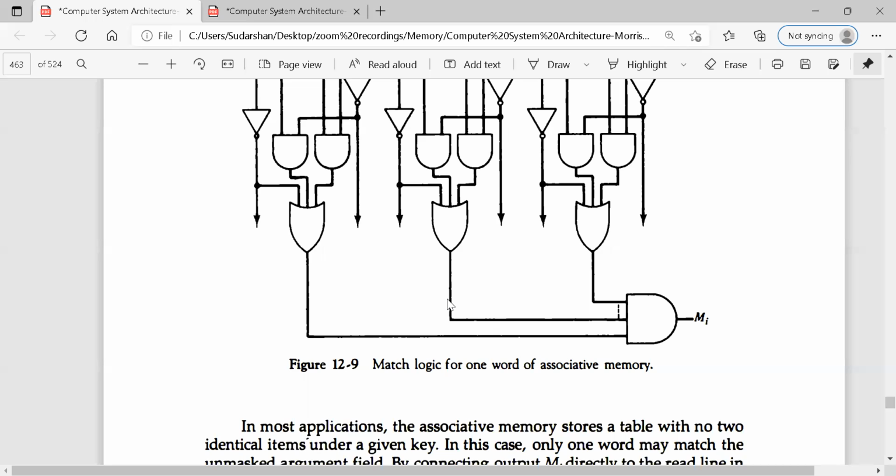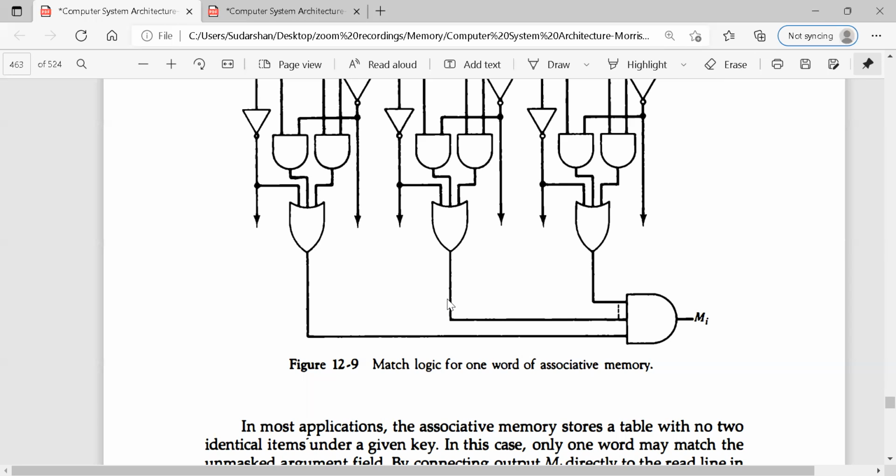Assume there are going to be 4 bits: A1, W11, A2, W12, A3, W13, A4, W14. What are 11, 12, 13, 14? First word first bit, first word second bit, first word third bit, first word fourth bit. You feed them into an exclusive NOR gate, and you get the output as 1 or 0 whenever there is a match.